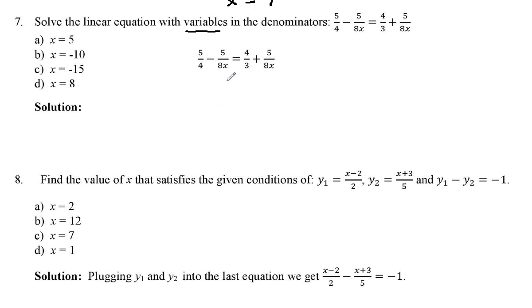So let's see here. We want the smallest expression that 4, 8x, and 3 all divide into. So, well, 4 goes into 8. So 4 will go into 8x, but the 3 doesn't. So we need an extra factor of 3. So it looks like 24x would be the smallest expression they all go into, the least common multiple. So we're going to go ahead and multiply that in on each side.